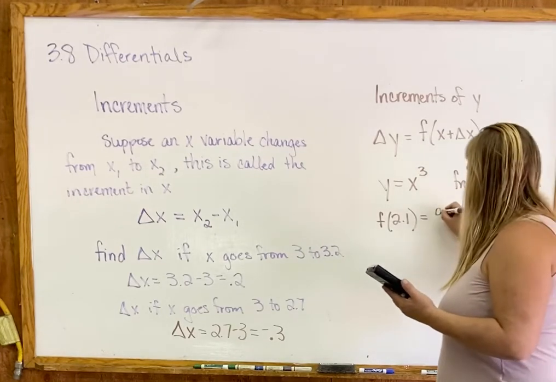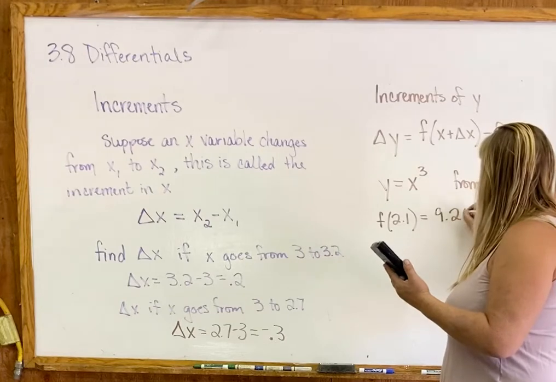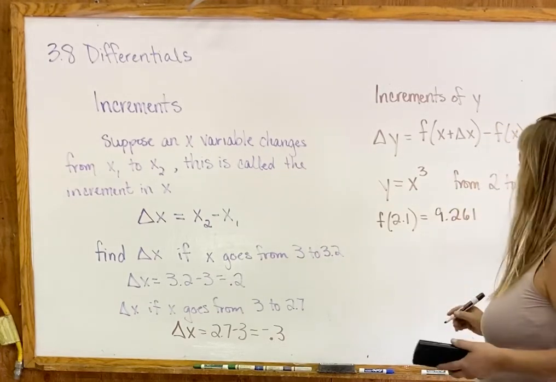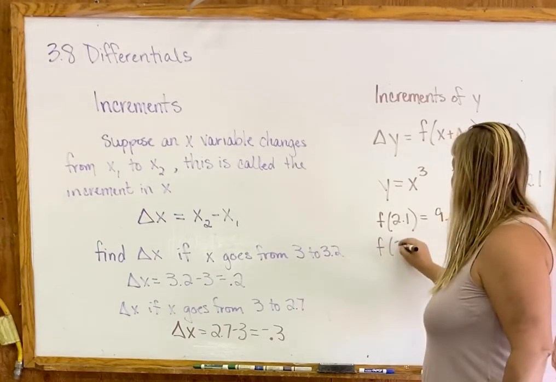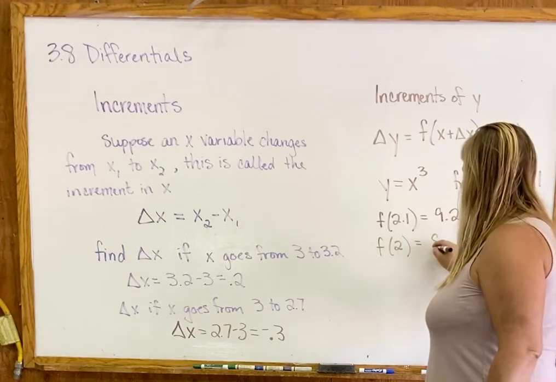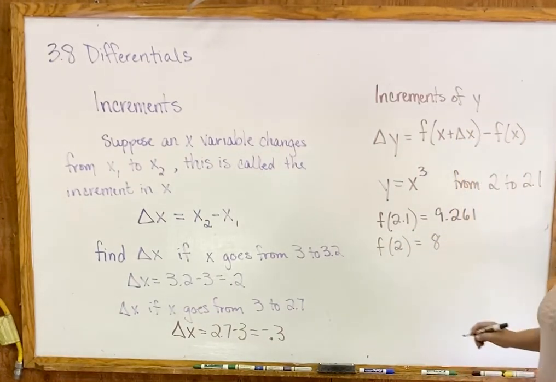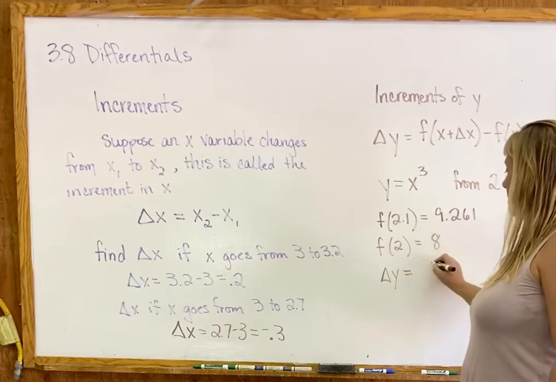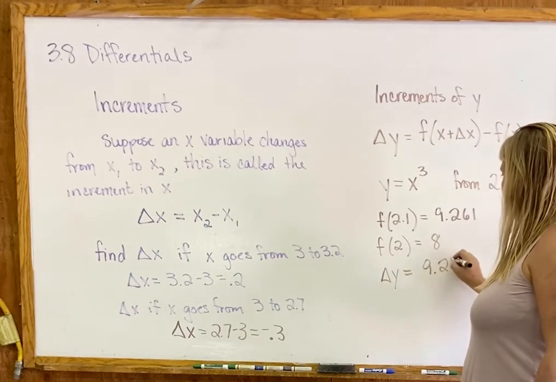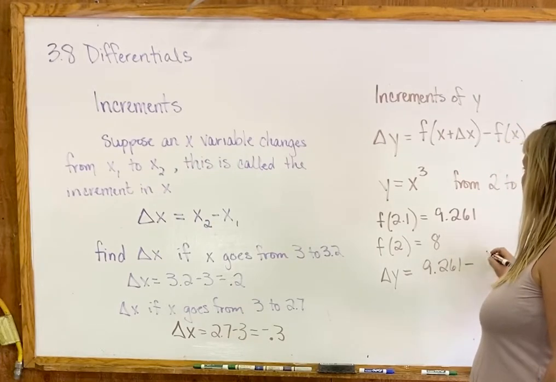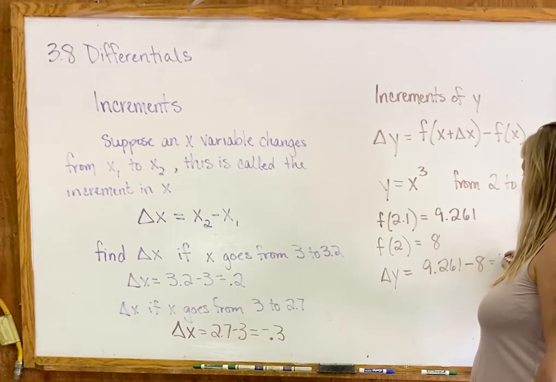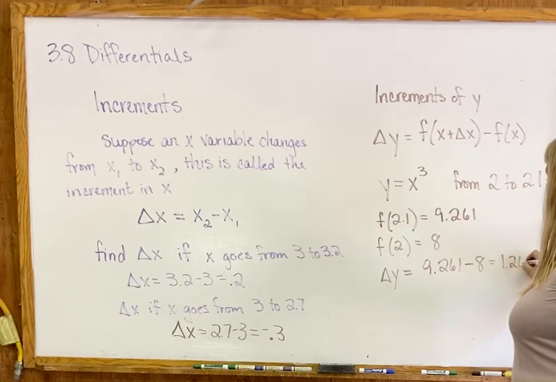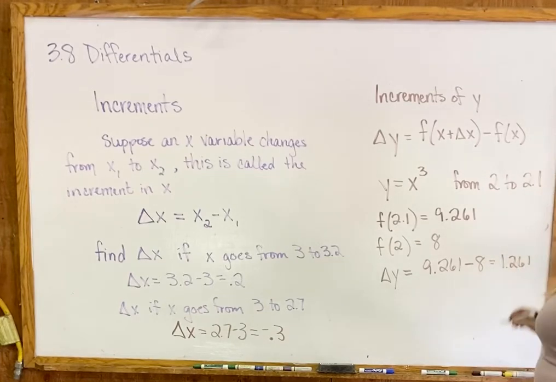This gave me 9.261. Then we find f of 2, which we know is just 8. So if we want the increment in y, or the change in y, we're going to take 9.261 minus 8, and that'll give us 1.261. So we're finding the change in y.